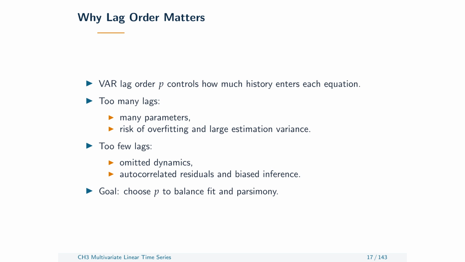Lag order is a central modeling choice. Too few lags omit dynamics, leave serial correlation in residuals, and can distort impulse responses. Too many lags introduce many coefficients, inflate estimation variance, and overfit the sample. The preferred order balances dynamic adequacy against the rapid increase in complexity.